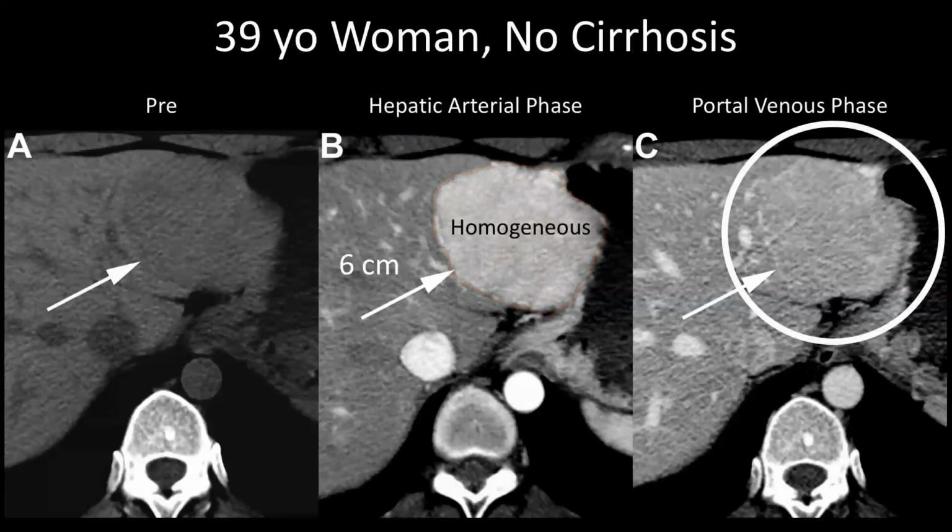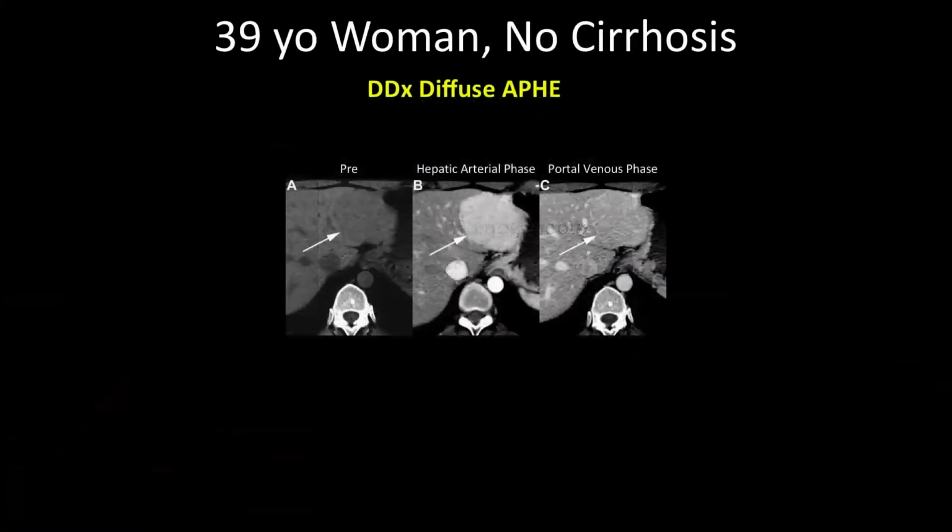Now, this lesion on the portal venous phase essentially disappears. It becomes iso-attenuating to background liver, so it fades to iso-attenuation. When something fades to iso-attenuation, we call it fading. When something washes out to become darker than liver, we call it washout. But this is not darker than liver on the portal venous phase. This is the same as liver, so we call this fade. Okay, so 39-year-old woman, no cirrhosis.